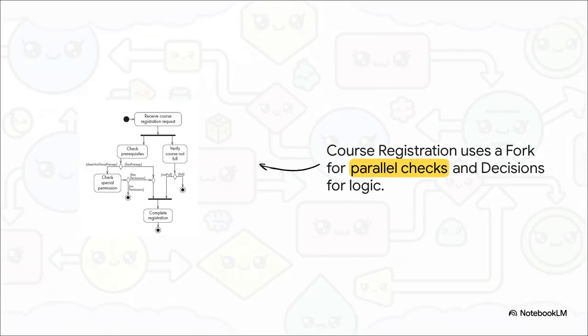And here's something a little more complex, a course registration system. A request comes in, and right away the system uses a fork to do two things in parallel. Check for prerequisites and verify the course isn't already full. Then, it uses those diamond-shaped decision nodes to handle the logic. Does the student meet the requirements? If not, do they have special permission? This diagram beautifully combines doing things at once with making smart choices along the way.